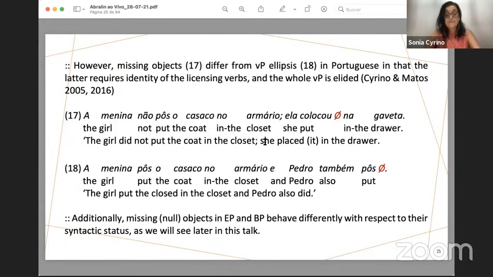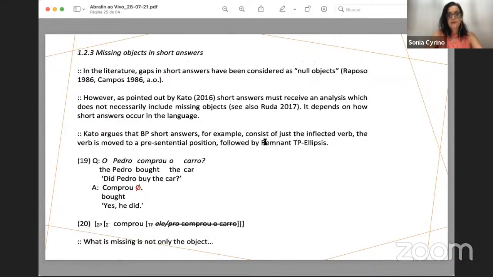Dispose and colocar. But if you have a menina pôs o casaco no armário, Pedro também pôs, in this case, we would have a V-stranding ellipsis, because the whole VP, o casaco no armário, was elided. And additionally, there's a difference between the syntactic status of European Portuguese and Brazilian Portuguese null objects or missing objects that we are going to see later.